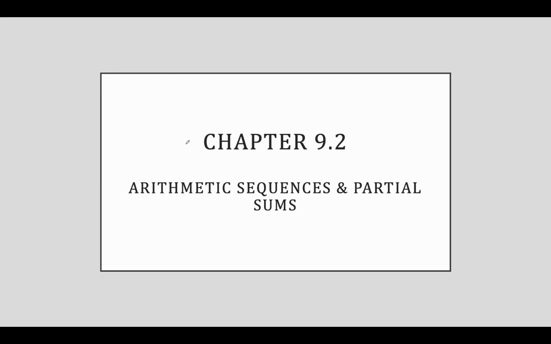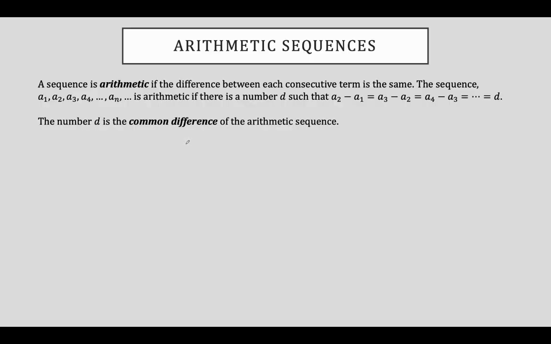Here in Chapter 9.2, we study a special type of sequence and its related sum. That sequence is known as an arithmetic sequence. So what is an arithmetic sequence anyway? A sequence is arithmetic if the difference between each consecutive term is the same.